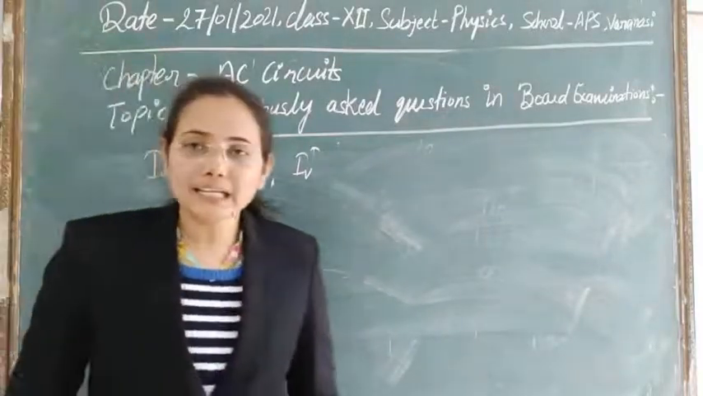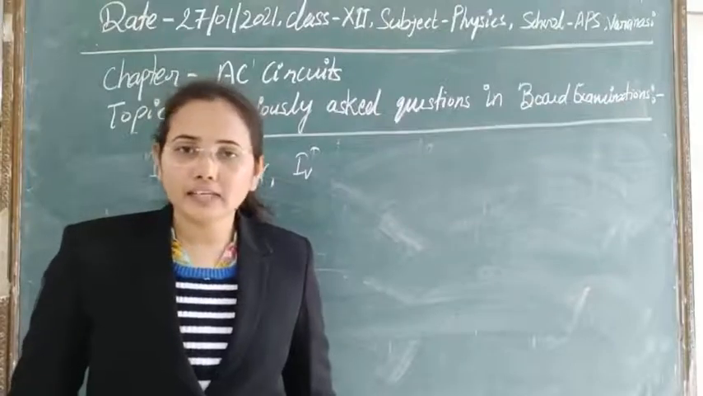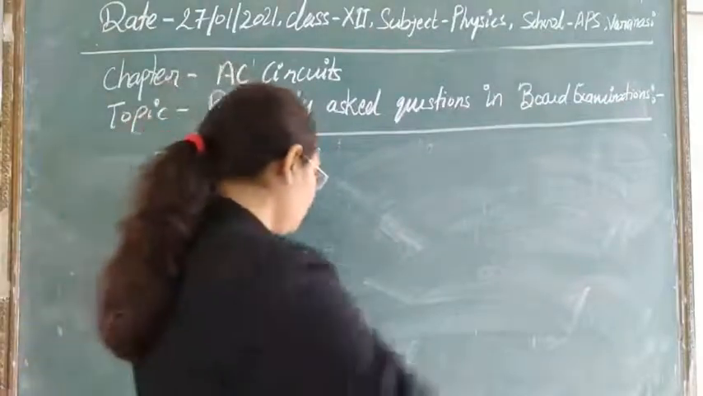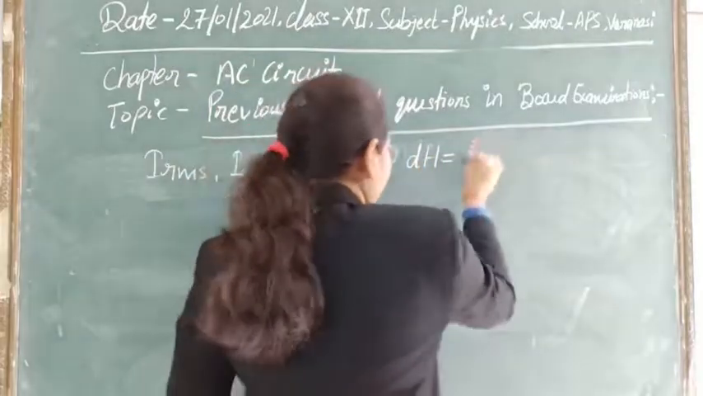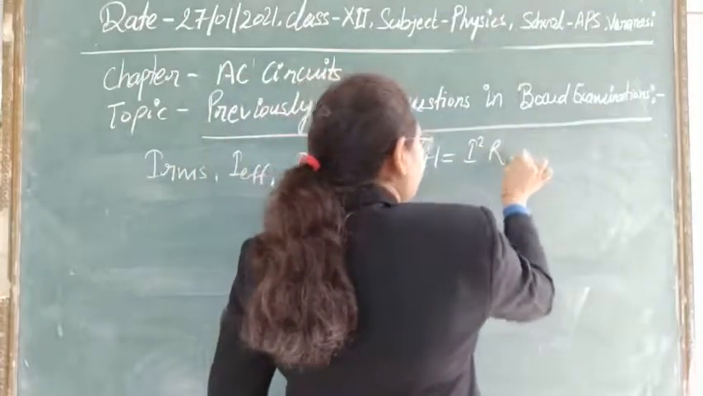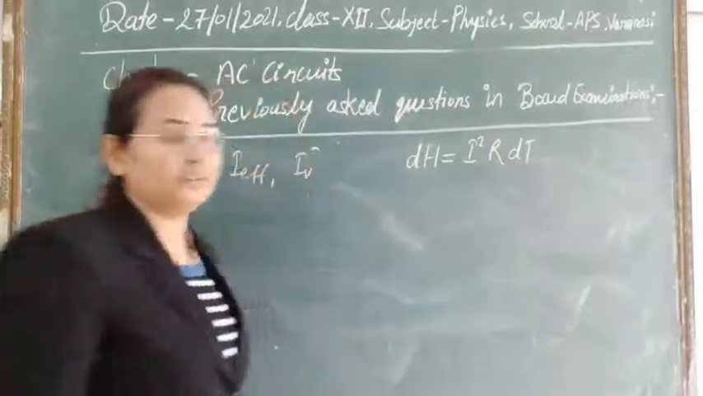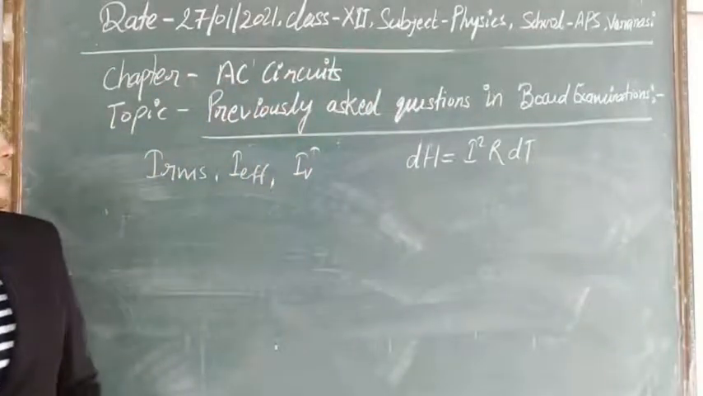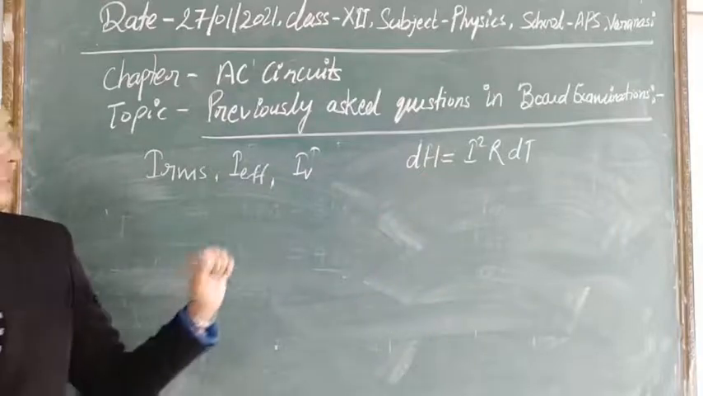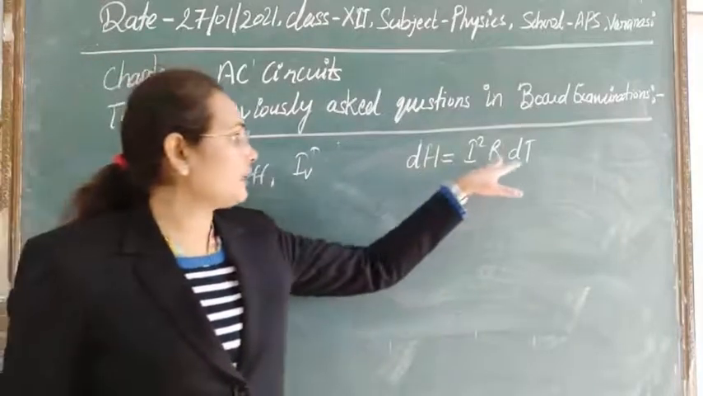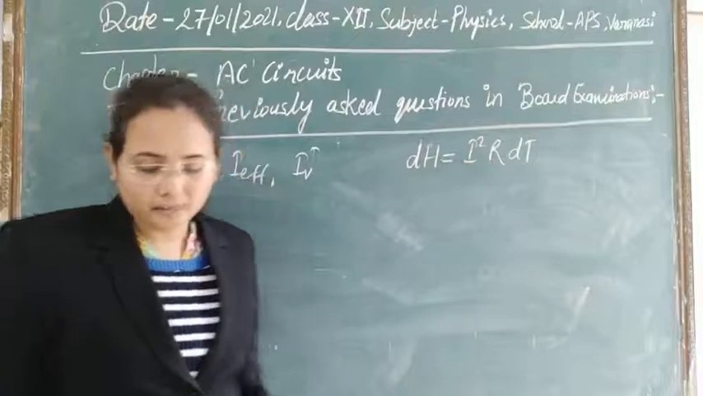Suppose that in dt time there is a production of dS heat through the resistor, then we can write the value of dS, that is equal to I square R dt. Okay? Means the rate of change of heat is equal to I square R, if I is the current flowing through the circuit and R is the resistor there.